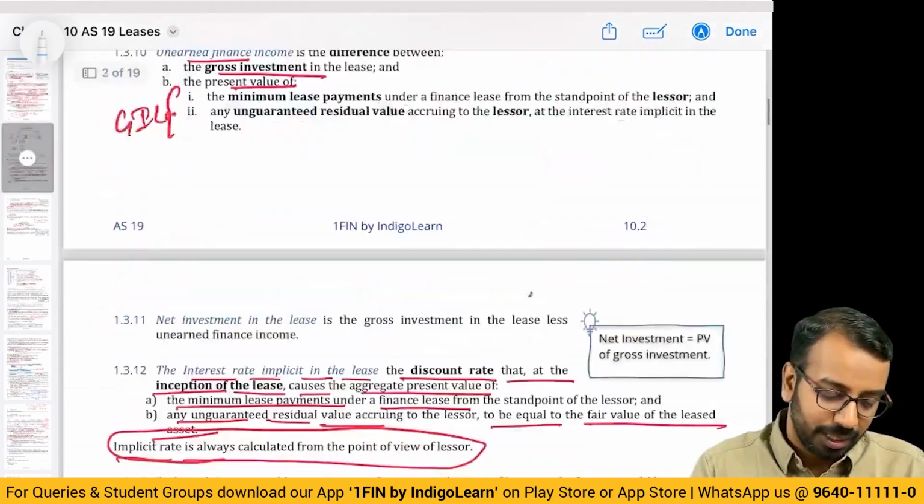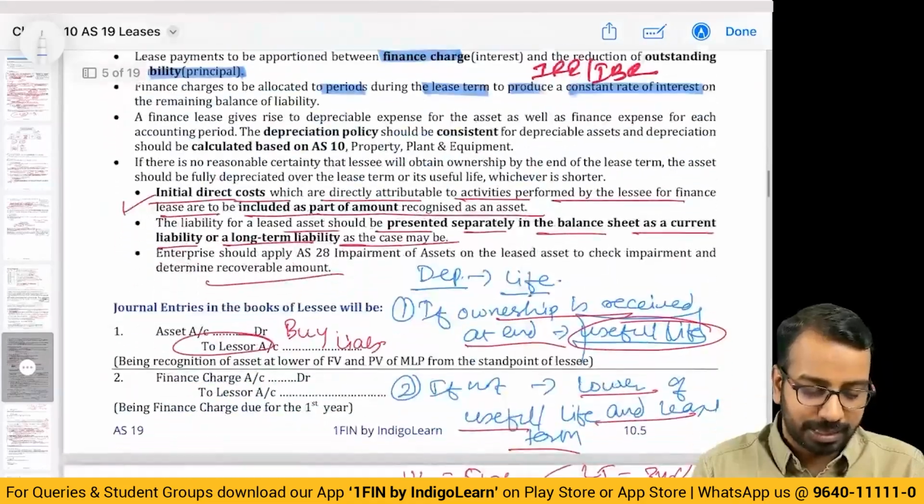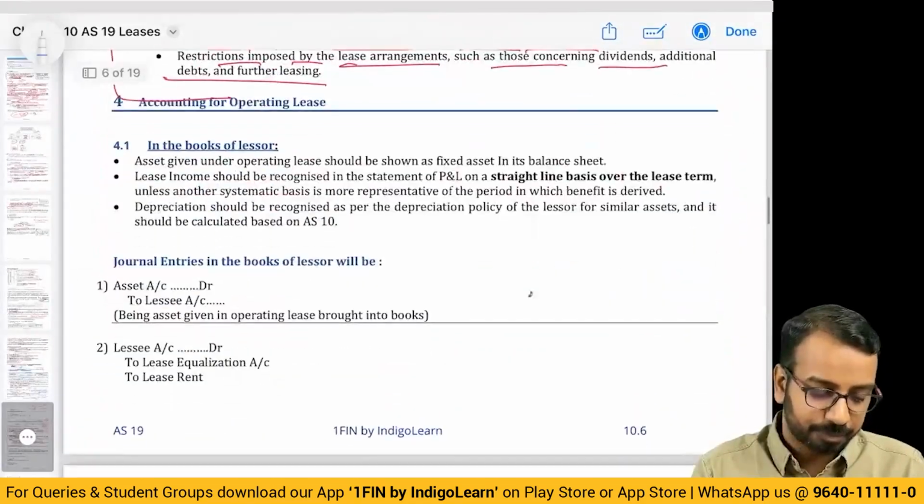So we are done with accounting for leases in the books of lessor and lessee if it is a finance lease.